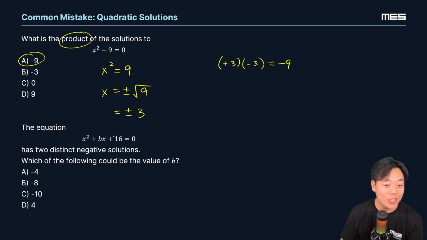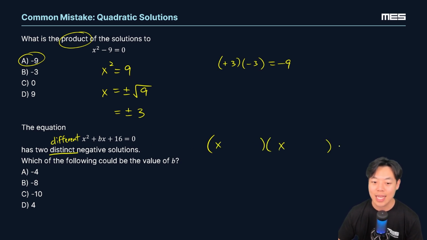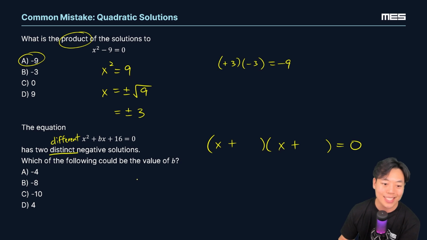Our last one. The equation here has two distinct, distinct means different or unique, negative solutions. So negative solutions means that when we factor this out, we'll have x plus something and x plus another thing equal to 0, and both of them will be positive, since we have negative solutions. Which of the following could be the value of b?